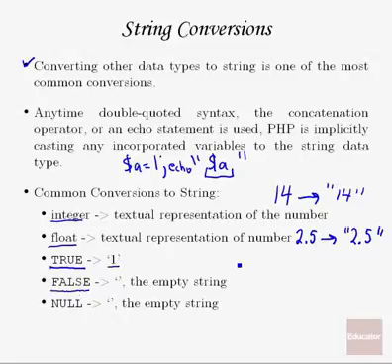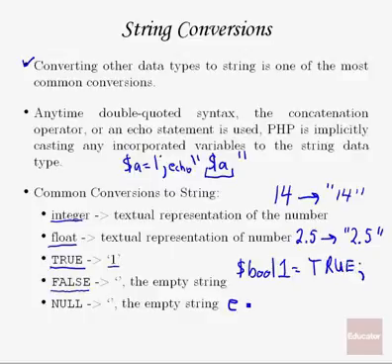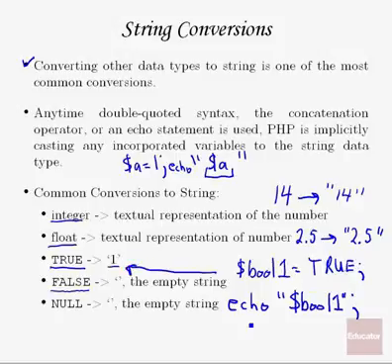So for example, let's say we had a Boolean variable, bool1 equals true, and then we wanted to output that, so we did echo bool1. What it's actually going to do is take bool1, see that it's the value true, and convert it to a string, which as we can see over here is 1. So actually the output of this is going to be just the string 1.